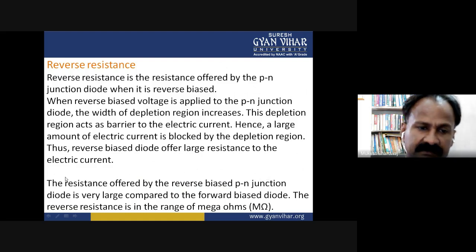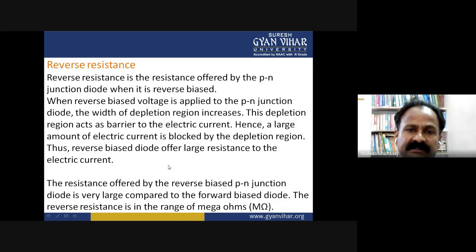Reverse resistance. Reverse resistance is the resistance offered by a PN junction diode when it is reverse biased. When reverse bias voltage is applied to the PN junction diode, the width of the depletion region increases. This depletion region acts as a barrier to the electric current. Hence, a large amount of electric current is blocked by the depletion region. Thus, a reverse bias diode offers large resistance to the electric current.